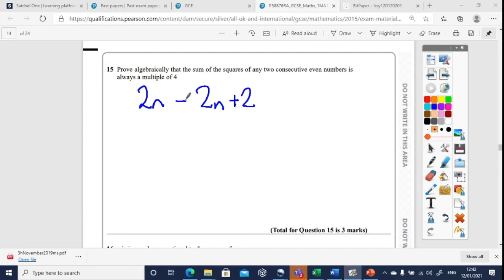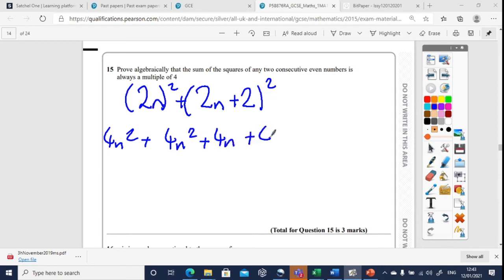Now, it says sum, which is a plus, and a square. So I need to square both of these. Okay. And I'm just going to expand it to see what happens. Now my first one's quite easy to square. It's just 4n squared. My second one is actually 2n plus 2 times 2n plus 2, which is going to be 4n squared plus 4n plus 4.